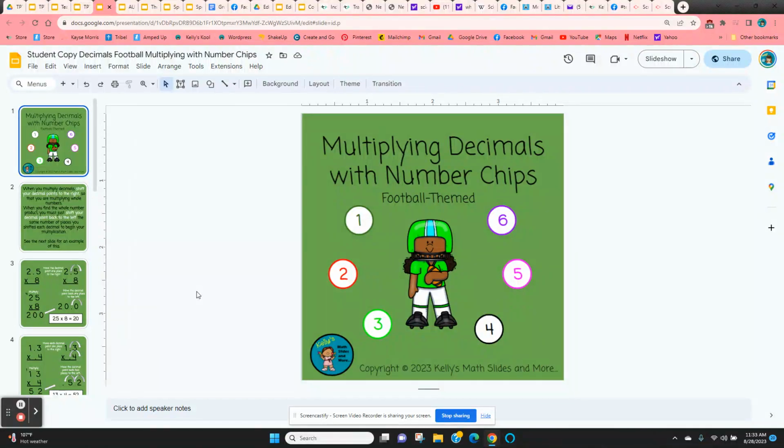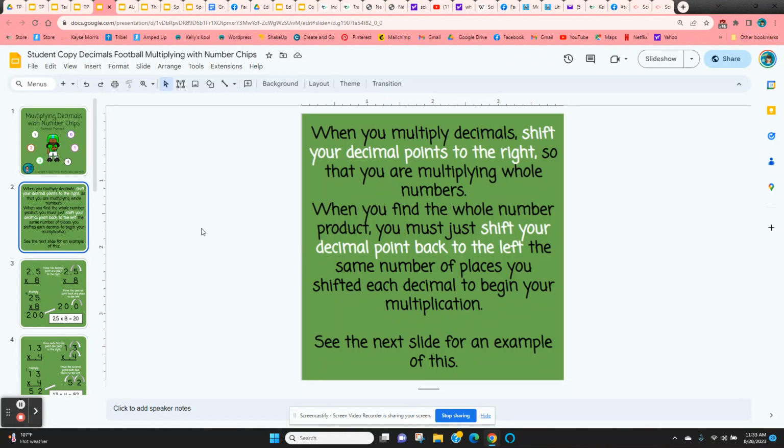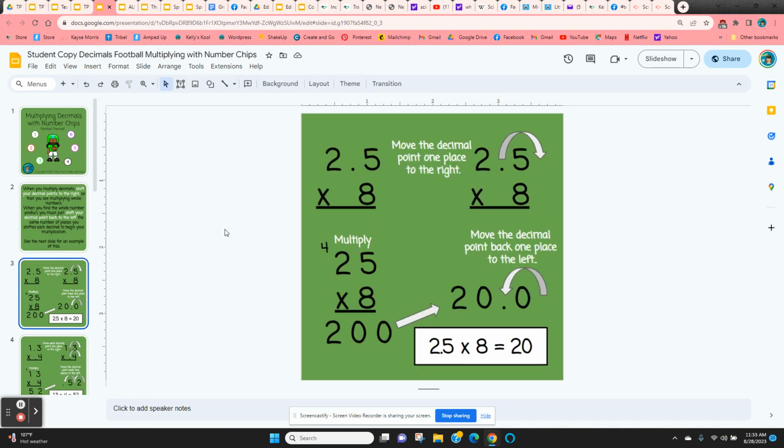Multiplying decimals with number chips. This is the football version. So it starts with explaining to the students how to move that decimal point when they do their multiplication. And the next two slides give them an example of that.